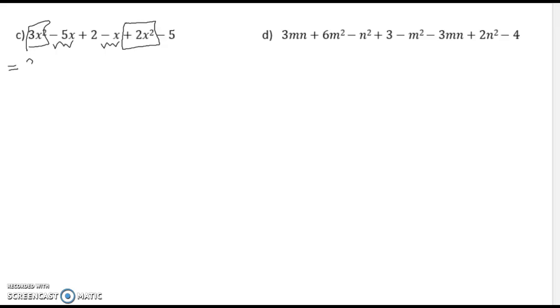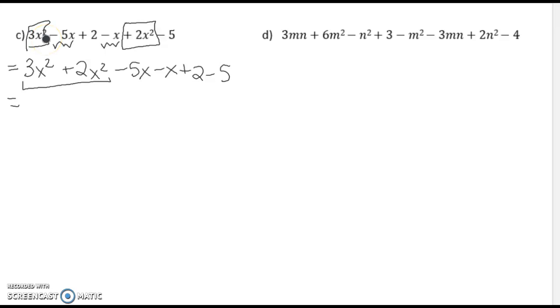Now we're going to collect them. So 3x squared plus 2x squared plus 2x squared. Then minus 5x. And then minus x. And then our constants, plus 2 and minus 5. So now we simplify. 3x squareds plus 2 more x squareds gives us 5.